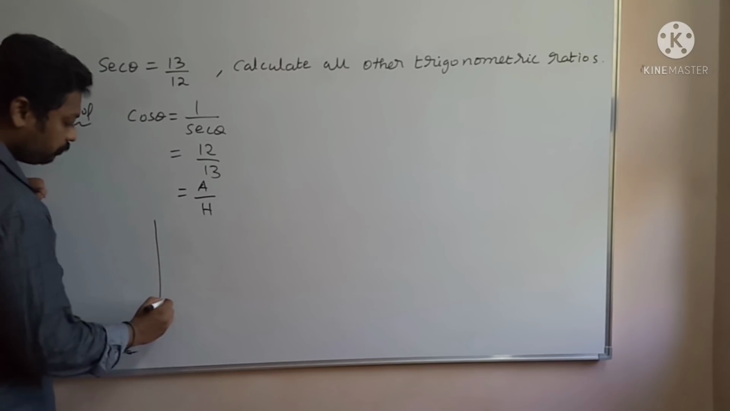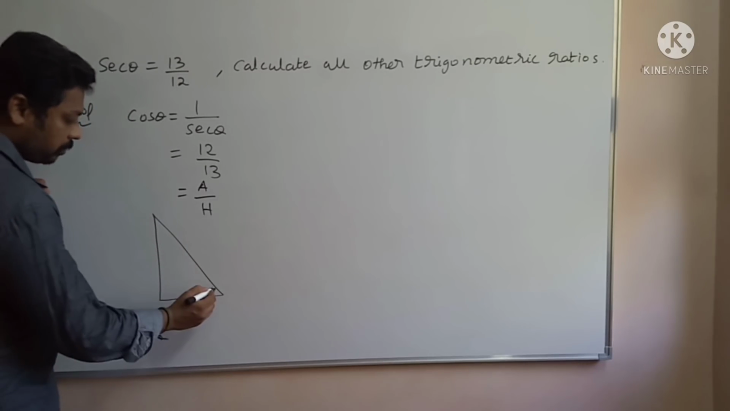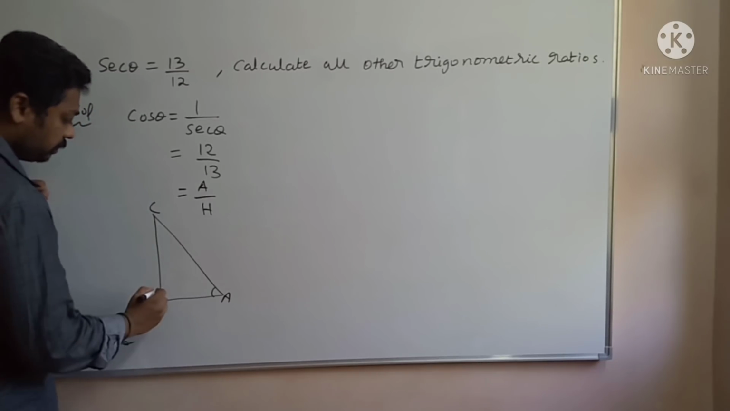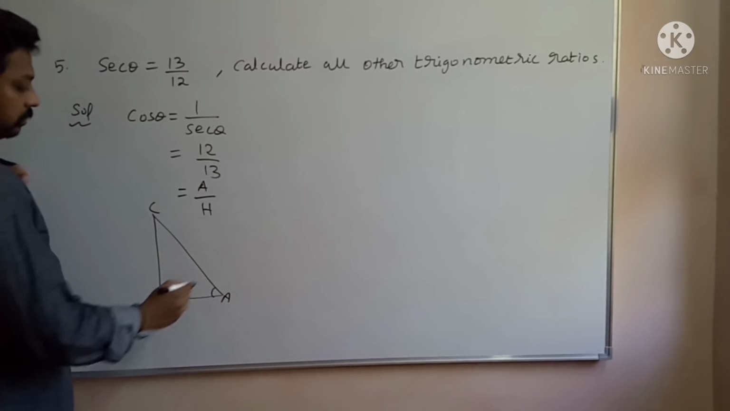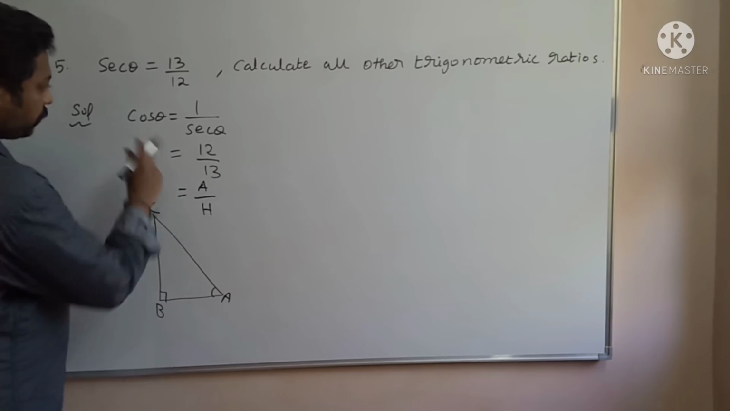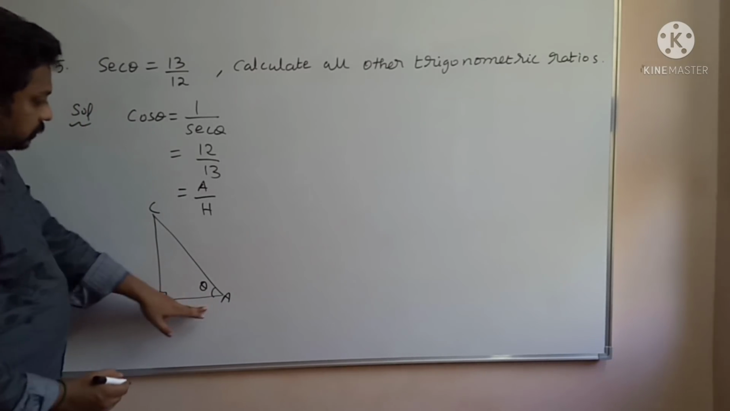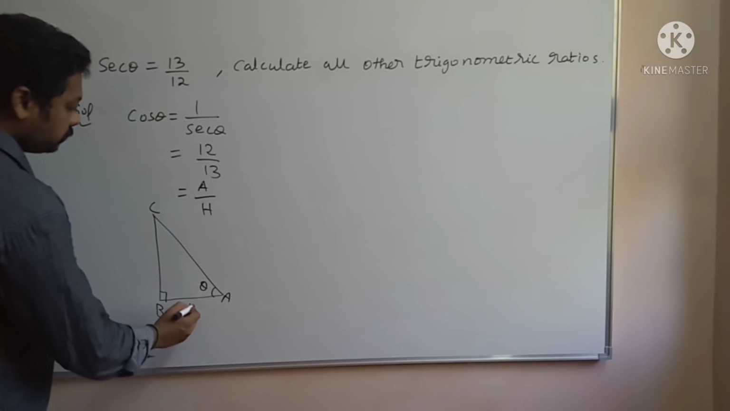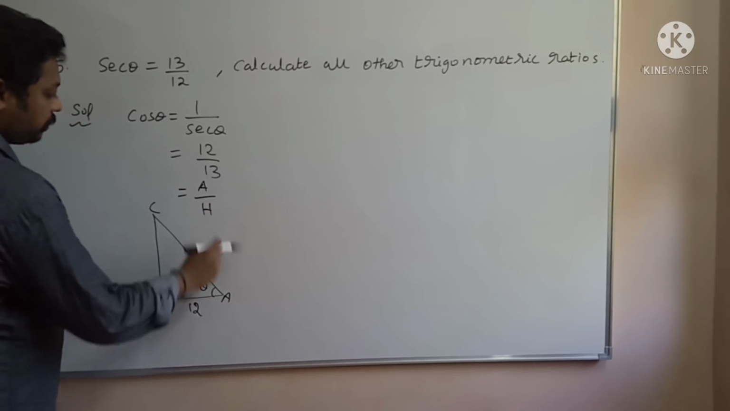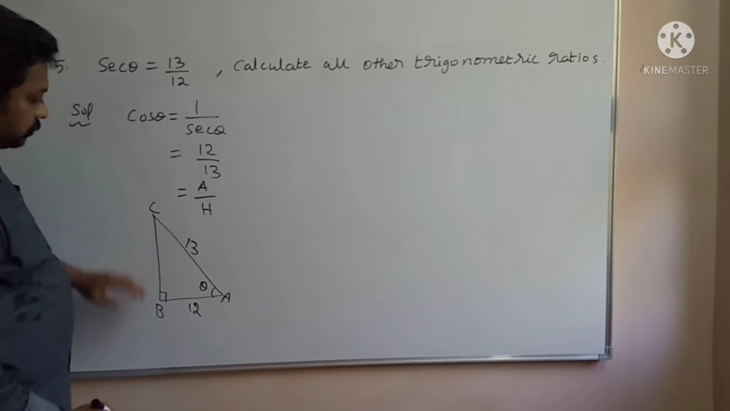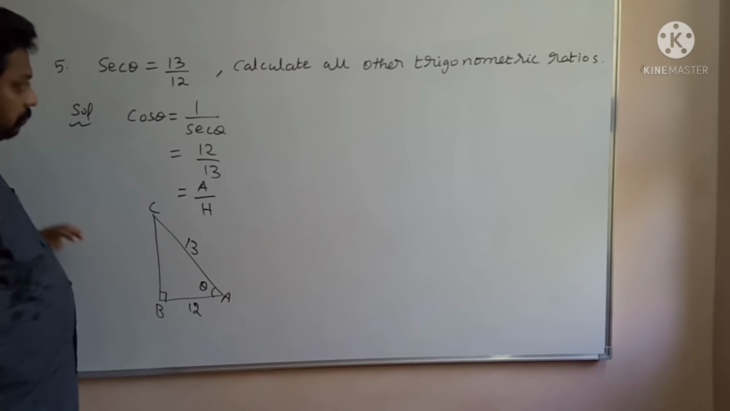So we draw a right angle triangle. Mark the vertices as A, B, C. B is the right angle, and A is the angle, let it be theta. This is the adjacent side, right? So this is 12 and the hypotenuse is 13. We don't know BC, so by Pythagoras theorem we find BC.